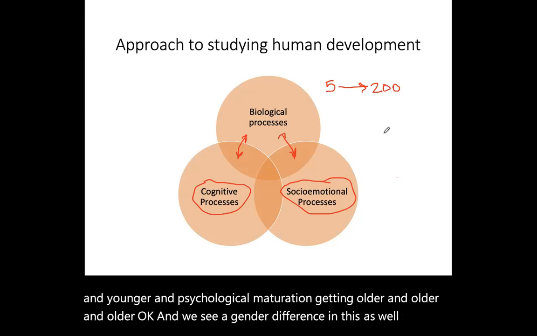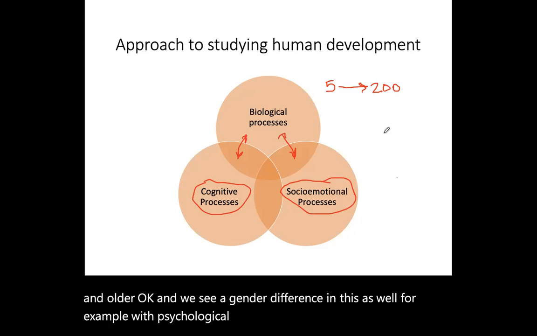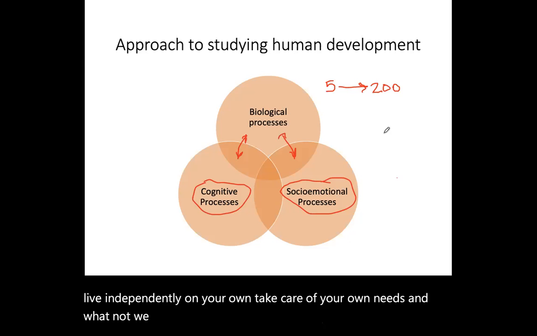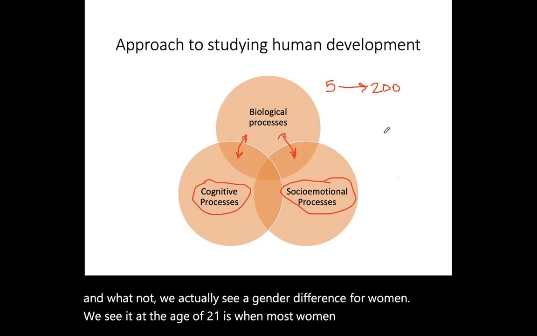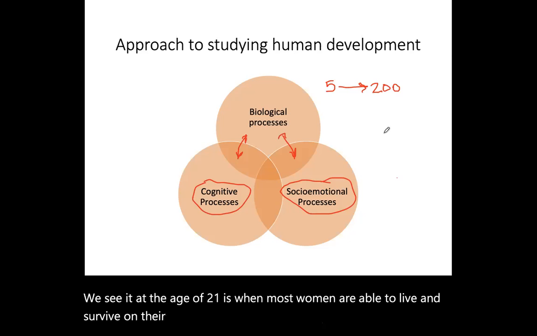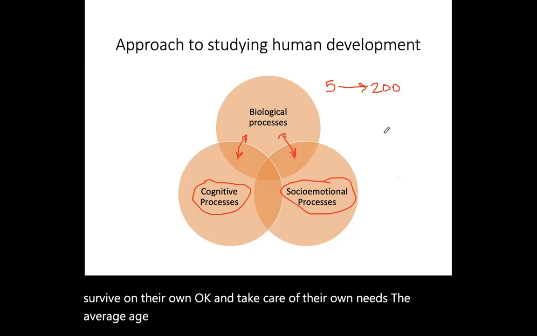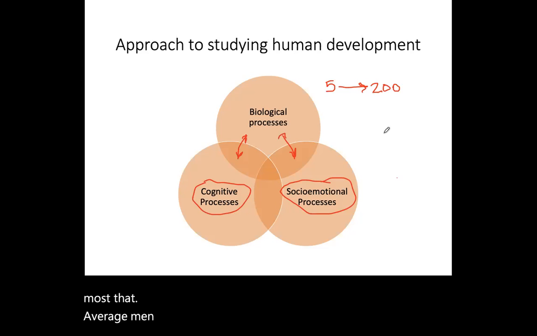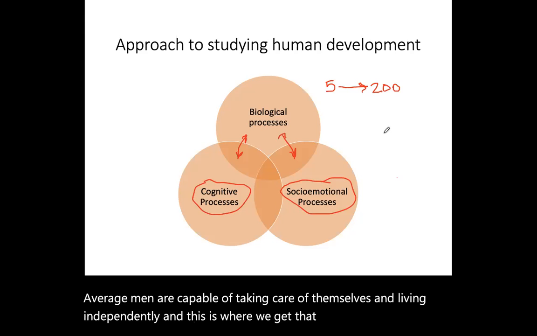For example, with psychological maturation, as defined as being able to live independently on your own, take care of your own needs, and whatnot, we actually see a gender difference. For women, we see it at the age of 21 is when most women are able to live and survive on their own, okay, and take care of their own needs. The average age for men today is actually 34. That's the average age that average men are capable of taking care of themselves and living independently. And this is where we get that average age of 27.